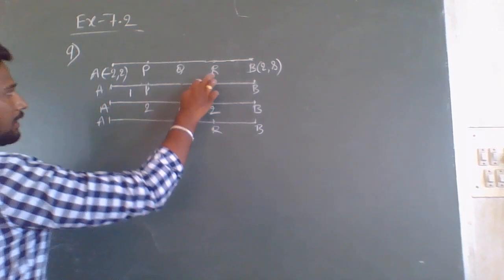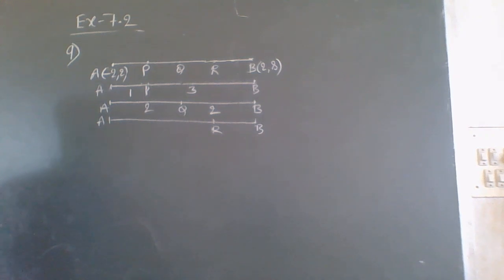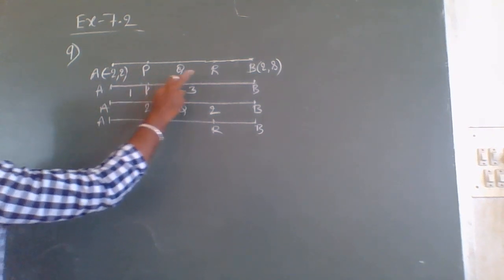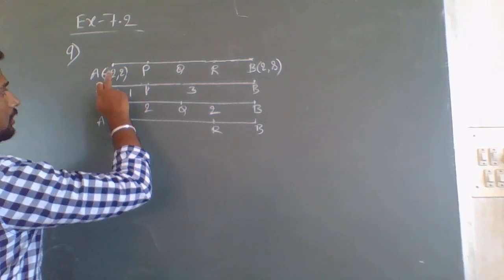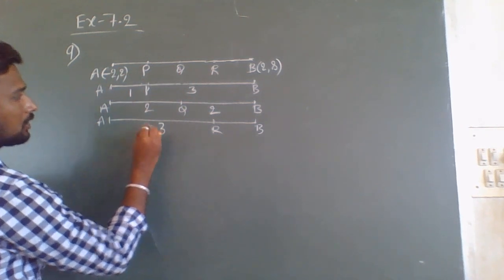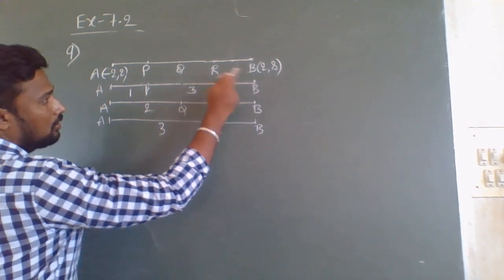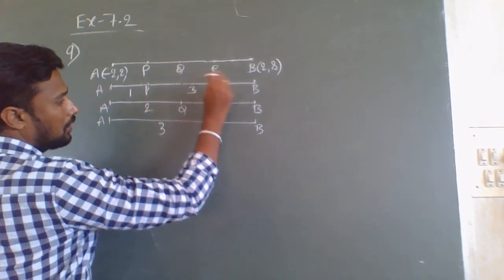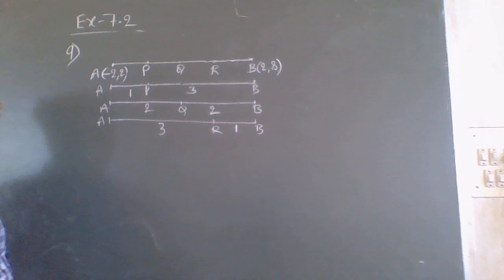So here this R is dividing line AB in the ratio. You can see here, before R there are 3 parts, AP, PQ and QR. Therefore there are 3 parts, and after R there is only one part, BR. So this point R is dividing line AB in the ratio 3:1.